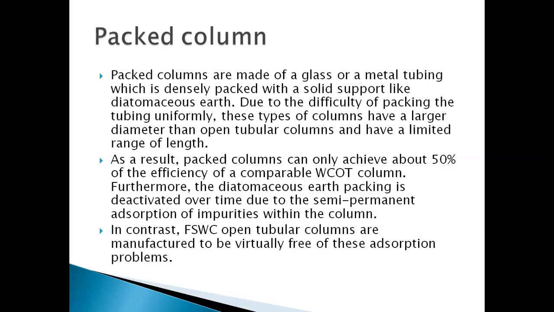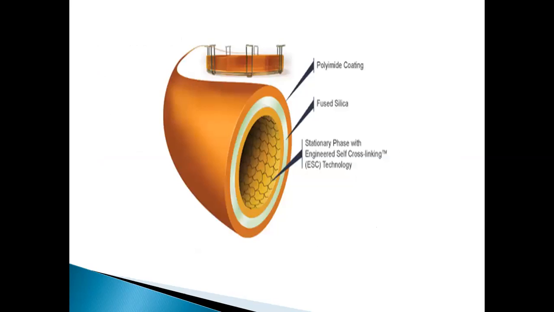As a result, packed columns can achieve about 50% of the efficiency of a comparable WCOT column. Furthermore, the diatomaceous earth packing is deactivated over time due to the semi-permanent adsorption of impurities. In contrast, FSWC open tubular columns are manufactured to be virtually free of these adsorption problems.